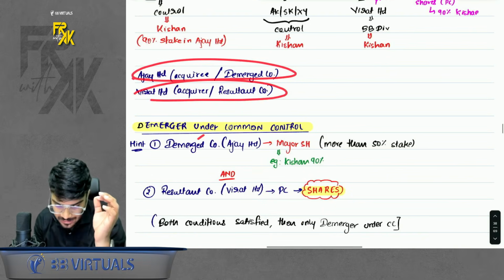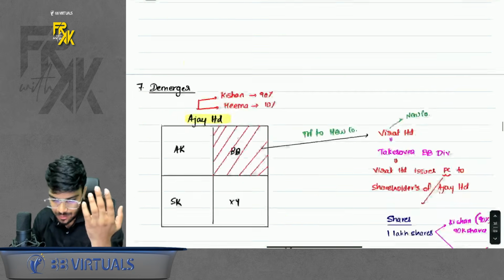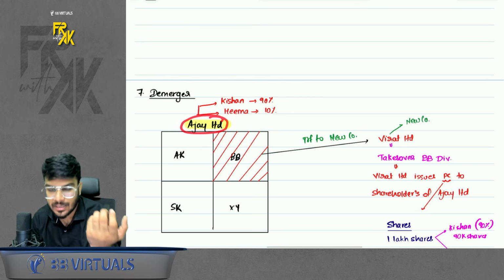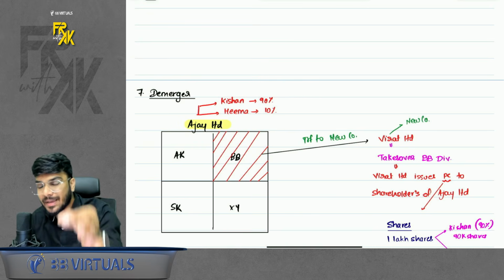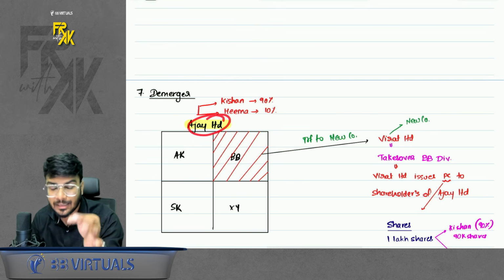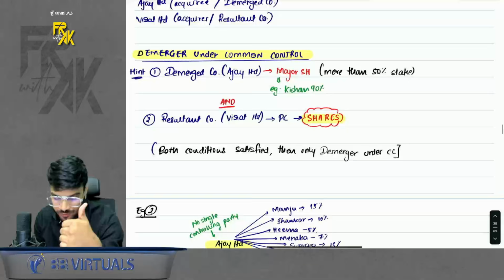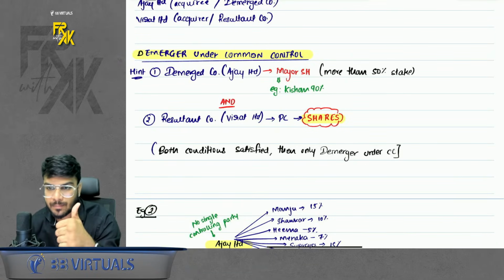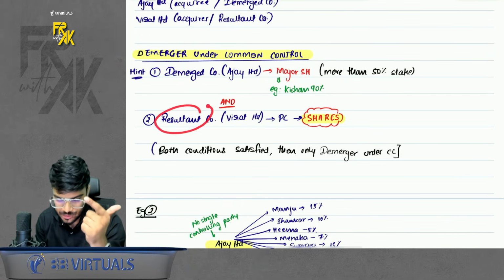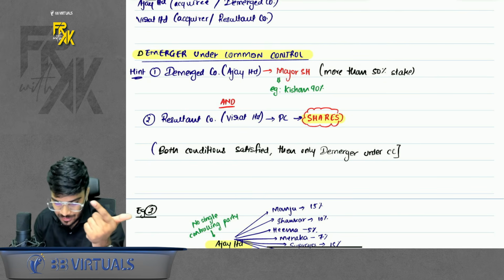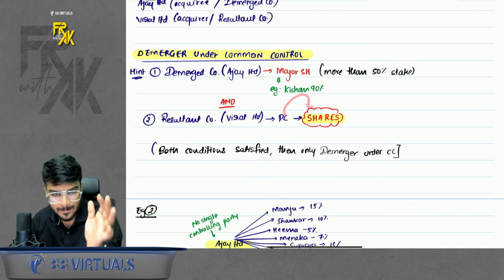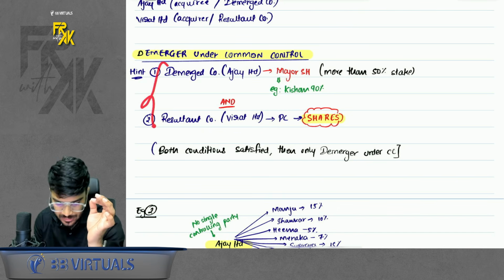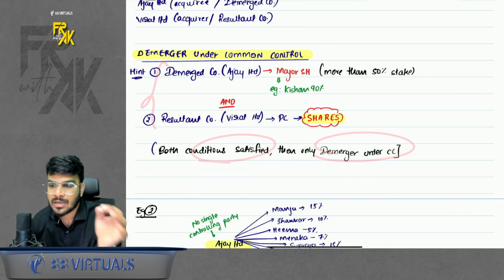Okay, I've mentioned it here. So if the demerged company has a major shareholder, so if you ask me who the shareholders in Ajay were, I said Kishan had 90% shares, Hema had 10% shares. So was there a major shareholder in Ajay Limited, the demerged company? Yes. So this is the first condition. Demerged company should have a major shareholder. Second condition is that the resultant company, if they give any form of PC, the PC should be in the form of shares. Okay, if both the conditions are met, then it is demerger under common control.